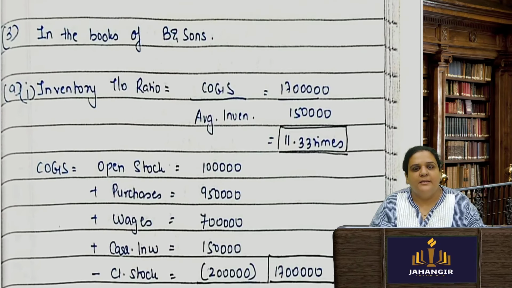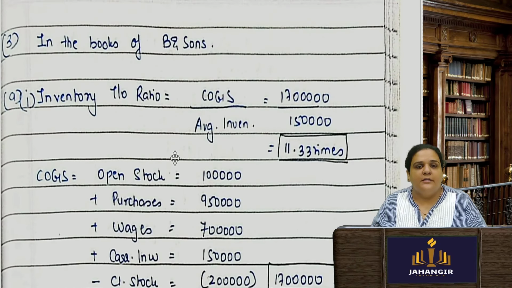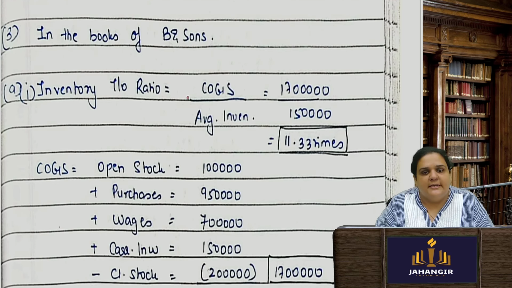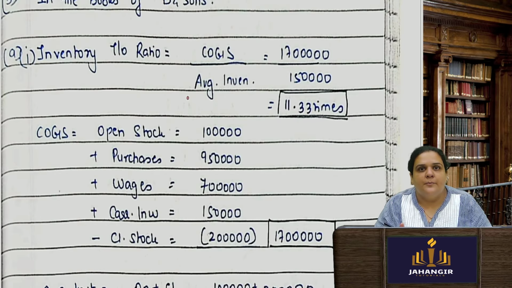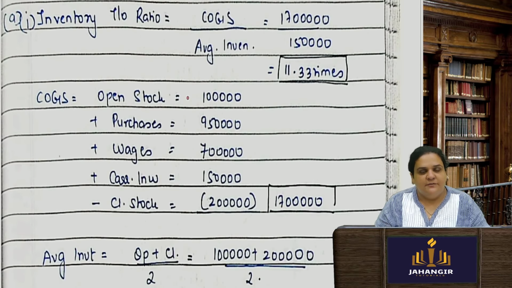In the books of B and Sons, first they want the inventory turnover ratio. Inventory turnover ratio is COGS upon average inventory. COGS I can easily find. Average inventory is opening plus closing divided by 2. So first let us find COGS.